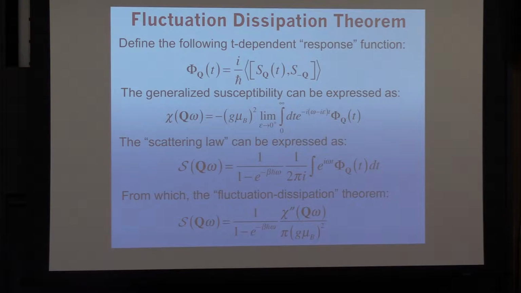Okay, there's something called the fluctuation dissipation theorem that you're probably aware of. The way you can derive it is by starting with this time response function, the expectation value of a commutator of spin operators. And you can write both the generalized susceptibility and the dynamic correlation function in terms of that time-dependent quantity. And therefore you can relate these two to each other. And you obtain this fluctuation dissipation theorem relating the imaginary part of the generalized susceptibility to the dynamic correlation function.